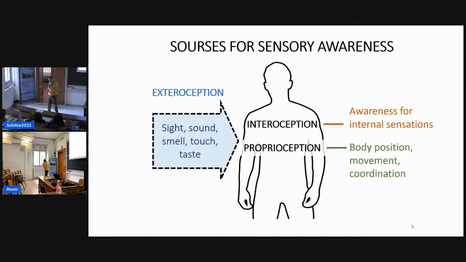The idea, of course, is to look at the effect of different kinds of external stimuli, from exteroception, which is the perception of sight, sound, smell, touch, and taste, to interoception, which is the awareness of internal sensation, like the musculoskeletal apparatus, to proprioception, which is the perception of internal organs, for example.